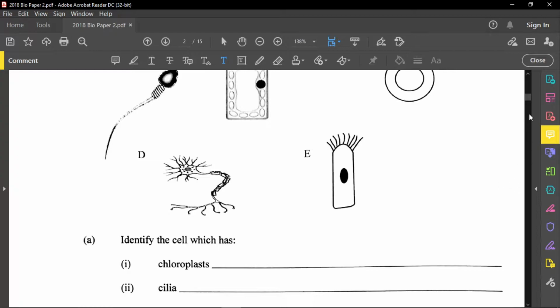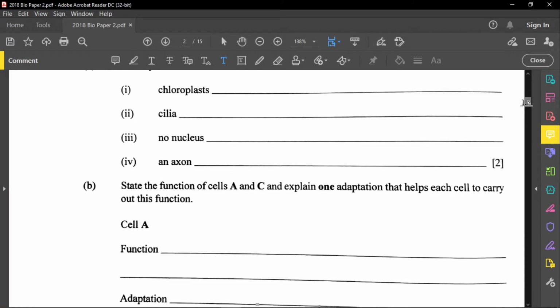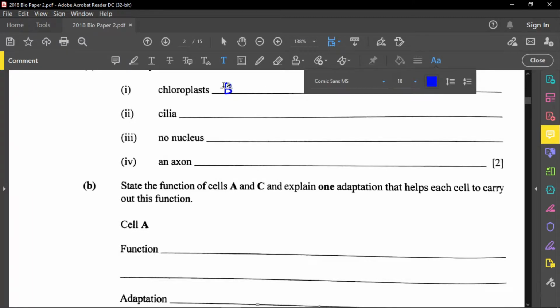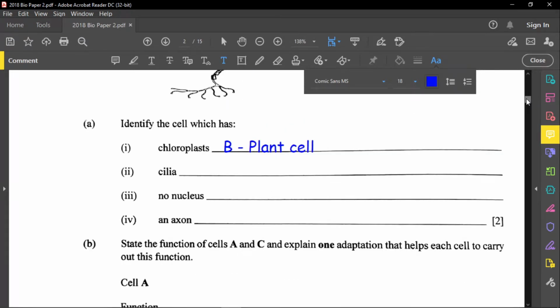So here it said has chloroplast, and so that will be our cell B. So let's put B right here. And this is a plant cell. Again, they ask us to identify, not to name. I must put it in there for convenience purposes, and for when you're studying, at least you have the information.